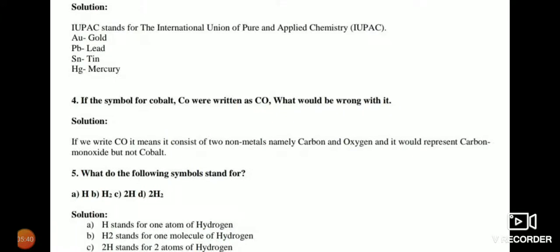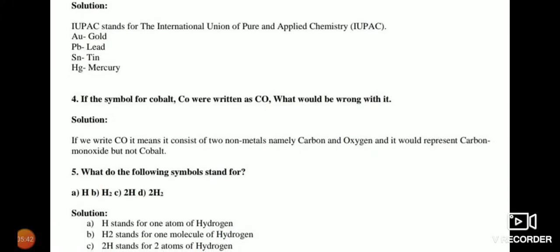Now our fourth question: if the symbol for cobalt, Co, were written as capital C, capital O, what would be wrong with it? Now we have done the rules for writing the symbols of an element. If we are using two letters, the first letter should be capital and the second letter should be small. If we write capital C, capital O, it means it consists of two non-metals, namely carbon and oxygen, and it would represent carbon monoxide but not cobalt.